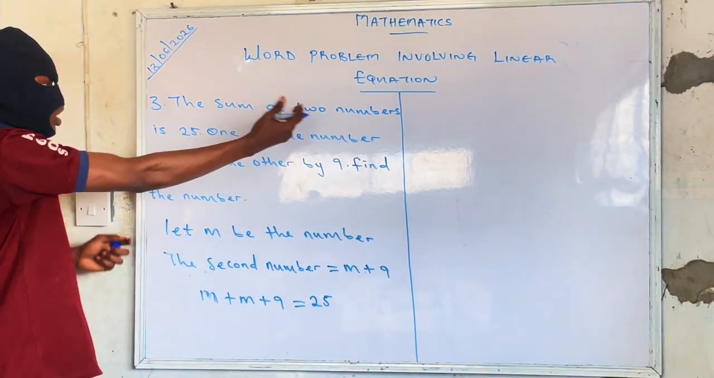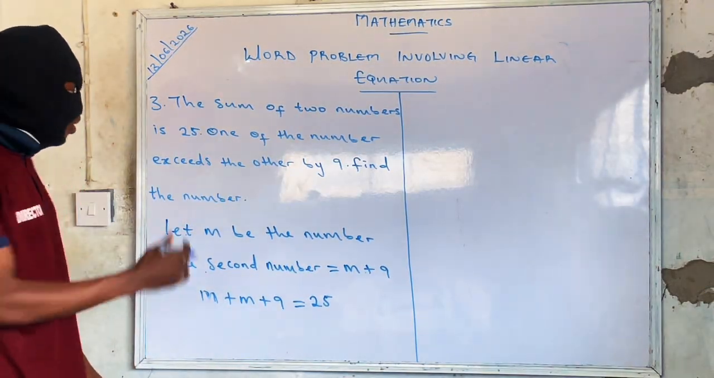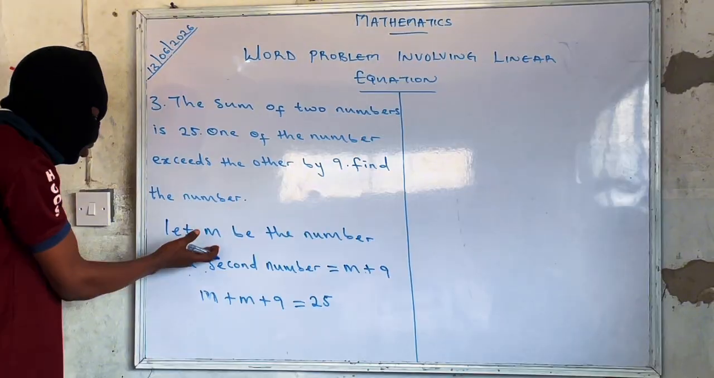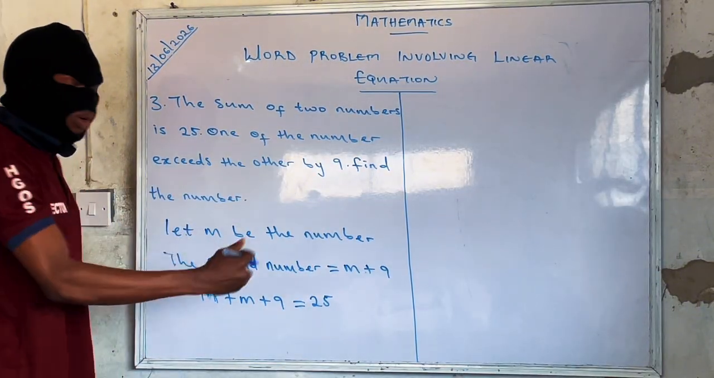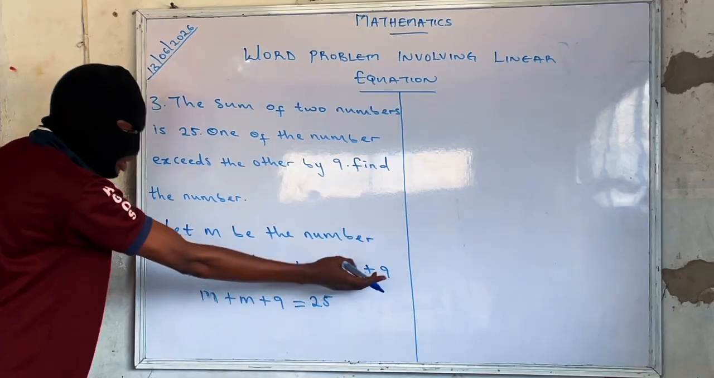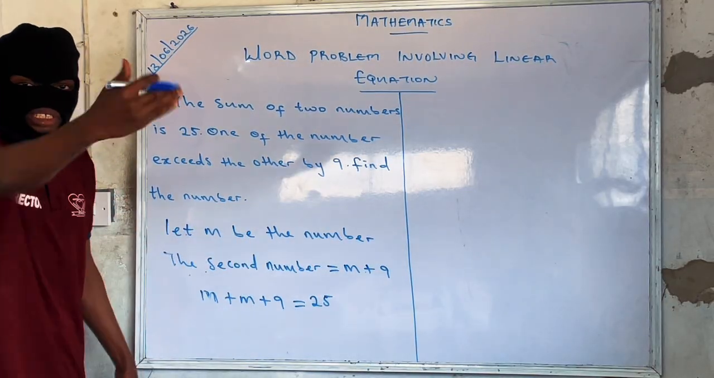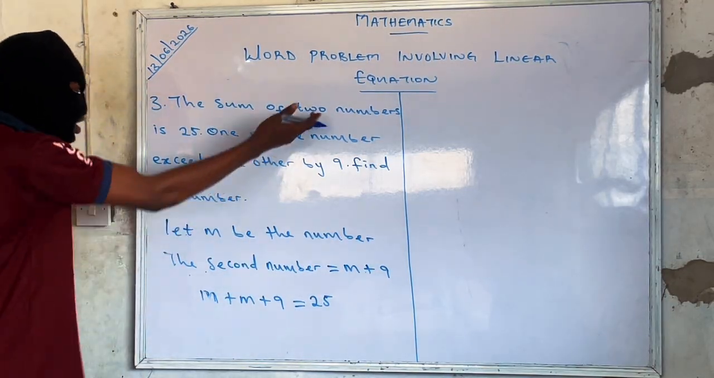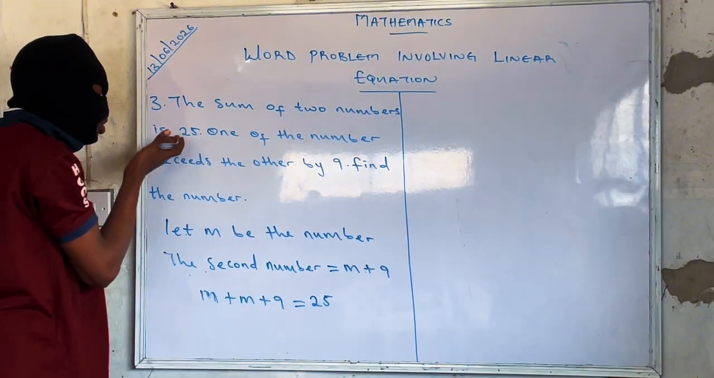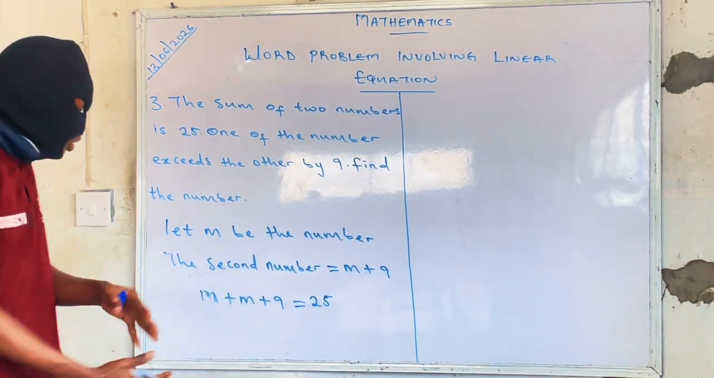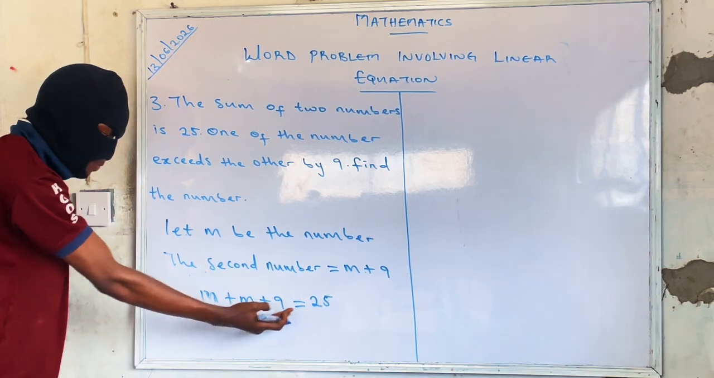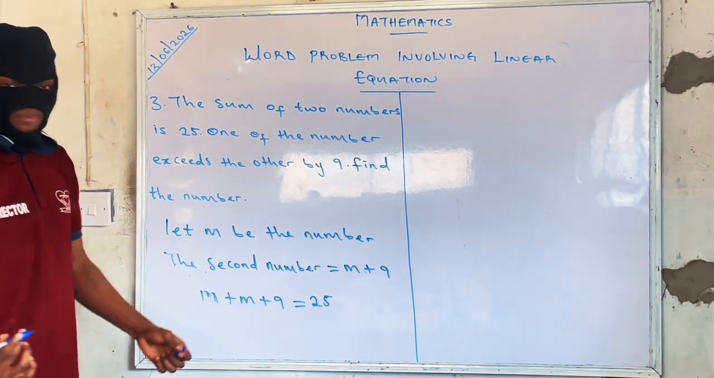Look at it. The sum of the two numbers is 25. We don't know the number. The first number is M. Let M be the number. Now, one of the numbers exceeds the other by 9. So M plus 9. Exceed, you are increasing it by 9. Then we all know that the sum of the two numbers is equal to 25. That is the sum. We are adding those numbers together. So it's M plus M plus 9 equals 25.